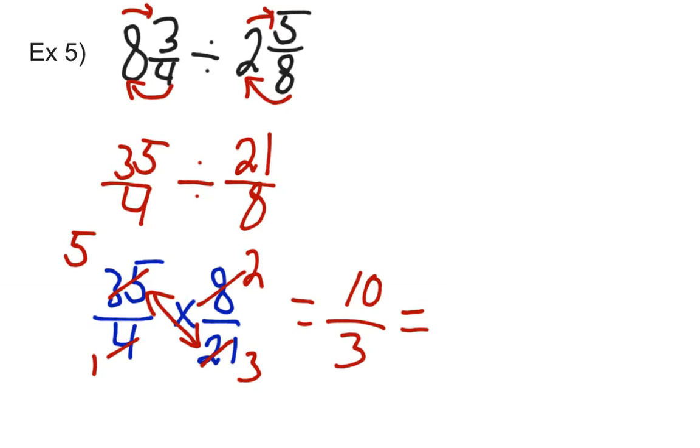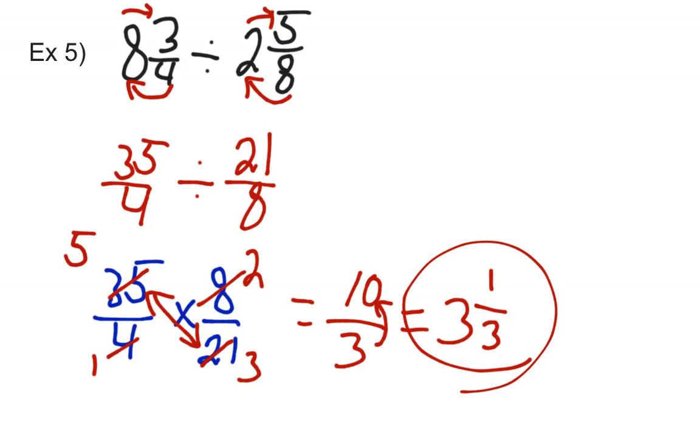Okay, that's improper. I need to make it back into a mixed number. 3 goes into 10 3 times. That gives me 9, so I still need 1 extra. Denominator stays the same. That's about as hard as they come, guys. So if you did that one, then you probably understand today's lesson. All right, good luck.